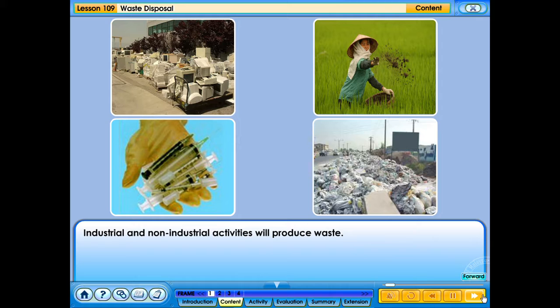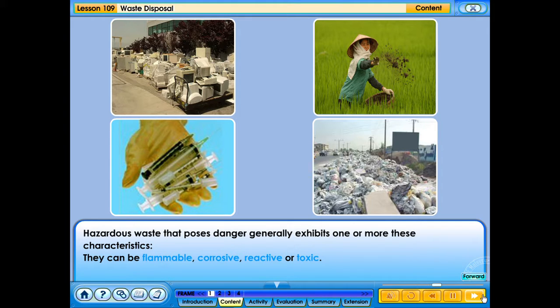Industrial and non-industrial activities will produce waste. Hazardous waste that poses danger generally exhibits one or more of these characteristics. They can be flammable, corrosive, reactive, or toxic.